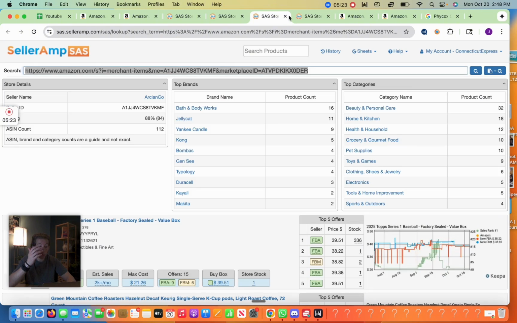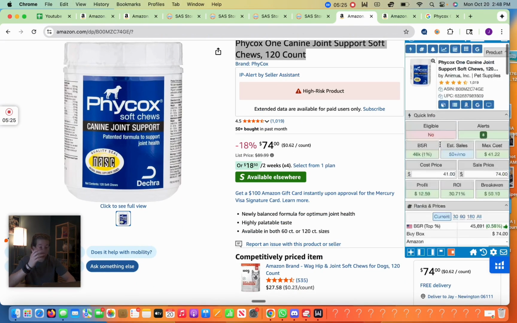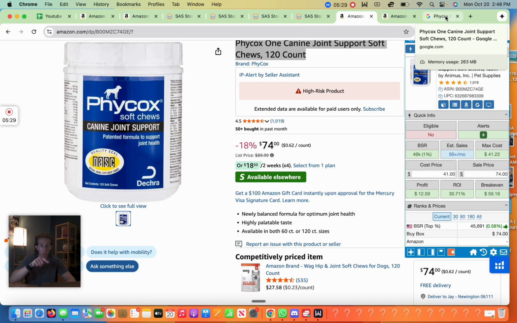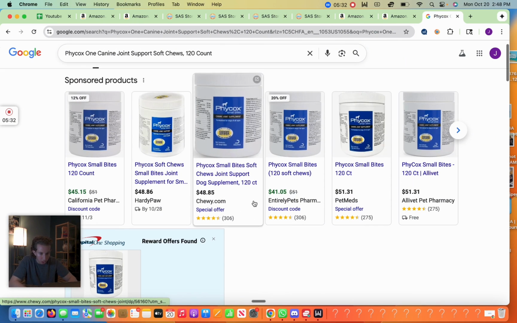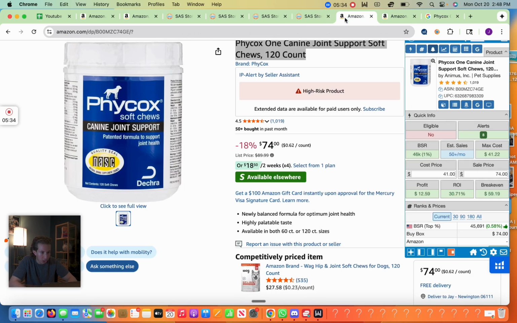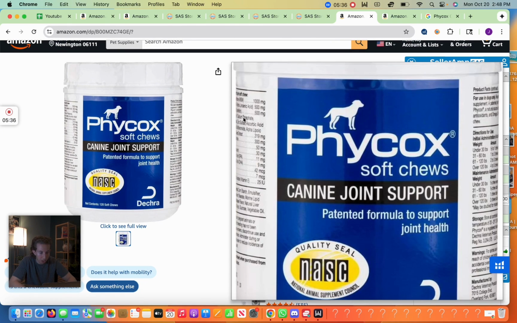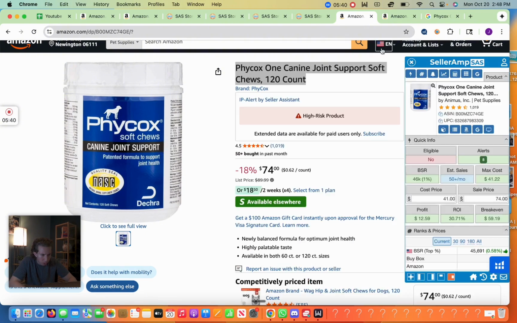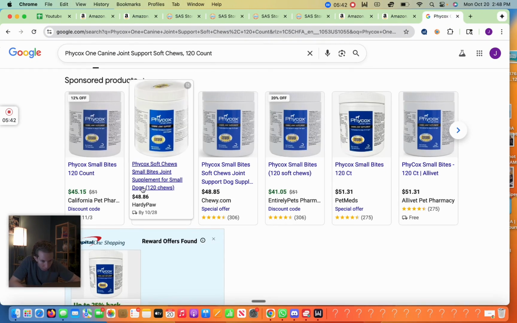Remember, what we wanted to see is what, $41 a month? So that's what we're fighting for. Discounts, coupons, bulk orders, whatever it may be, we're fighting for that $41 a month, okay? So let's see what we got here. Remember, we have to match the same product too, or else customers are going to be unhappy. We have 120 count. This is the brand, soft chews, canine joint support. So those are some of the buzzwords I'm looking for.